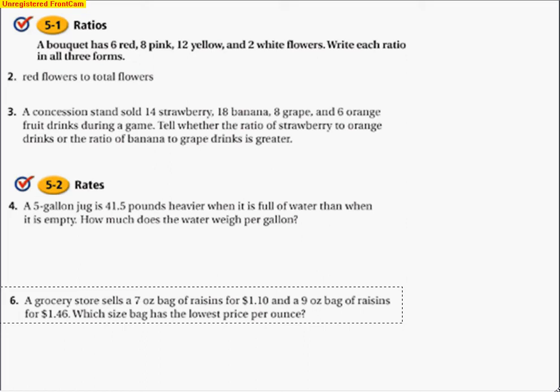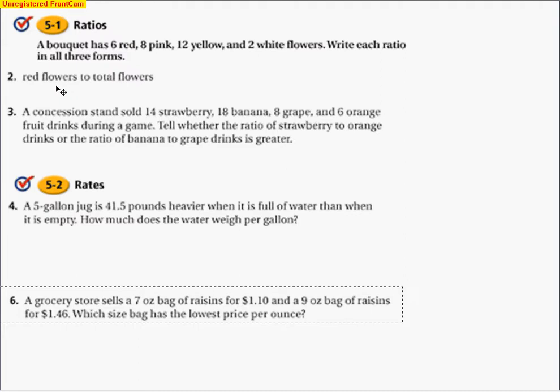These are some of the problems on page 254 on tonight's homework. And so there's three parts to this lesson, so this is part one. So let's take a look at the first problem here. They give us some information. A bouquet has 6 red, 8 pink, 12 yellow, 2 white flowers. Write each ratio in all three forms.